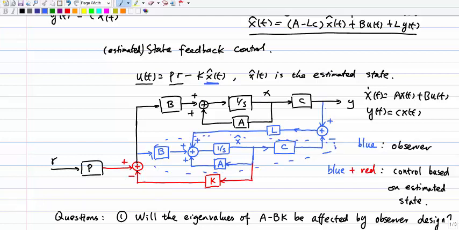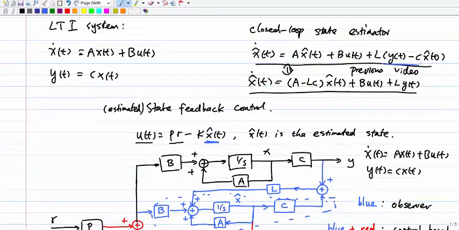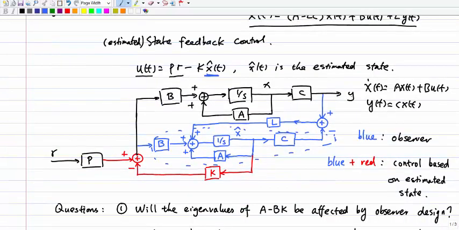We add one more term, as I mentioned, to calculate the actual output y minus C times x hat, which is y hat. We calculate the difference between y and y hat, and we use it as feedback. So this is plus minus, which means (y minus y hat) times L. This is called closed loop feedback. Then we can use the estimated state.